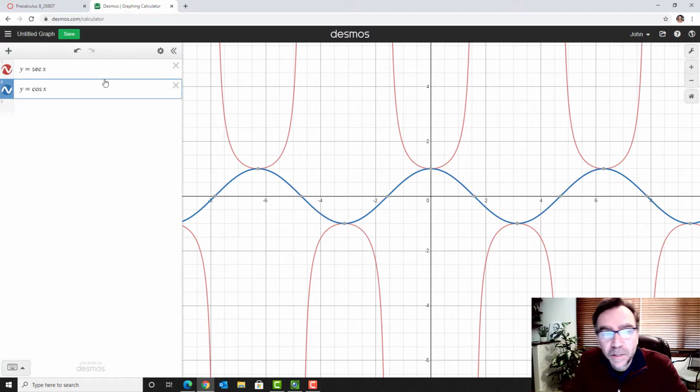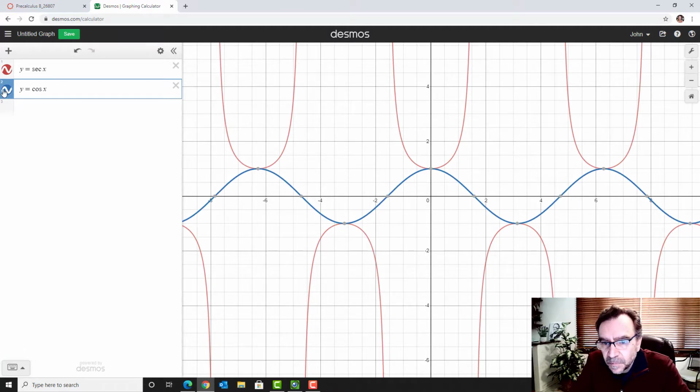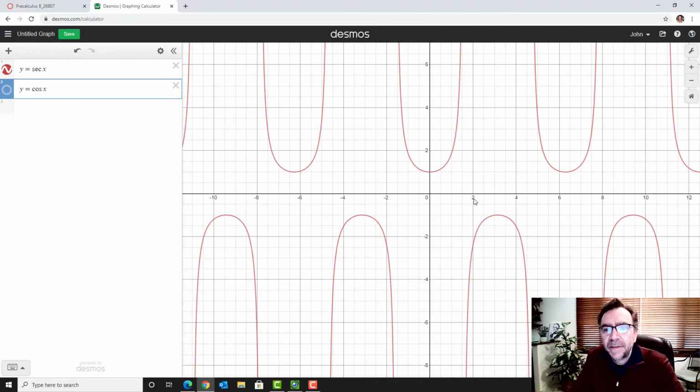Secant is 1 over cosine, remember? And so you can see there's some sort of relationship with cosine. Wherever cosine is 0, you get vertical asymptotes for the secant graph. All right, and so let's see how we can graph this on paper.